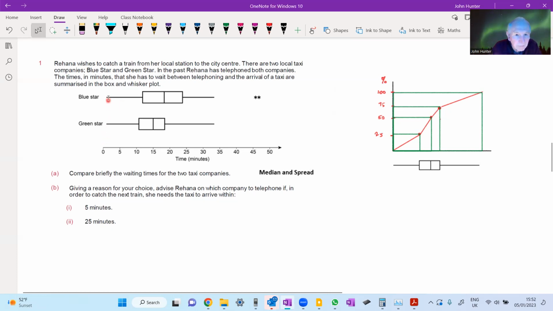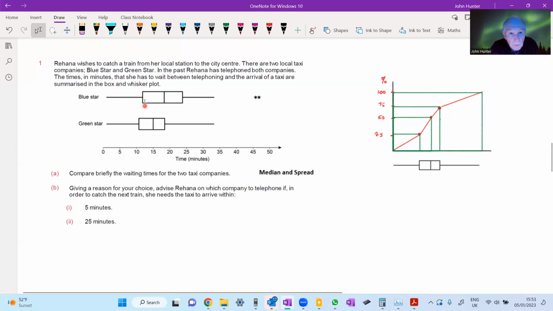Might be 1, but somewhere very small anyway. And the highest is what this is, where we follow this down, it'd be about 33 minutes, wouldn't it? So you might have had to wait 33 minutes. But out of all the times, the median time, so if you wrote all these times down, the middle one would be here. And that looks like about 18 minutes there.